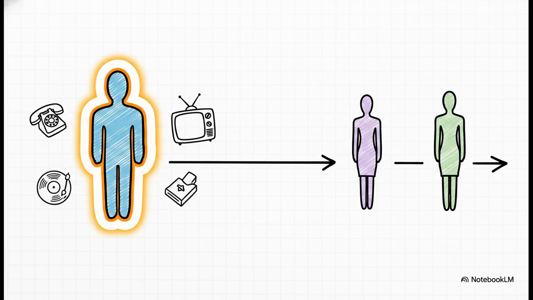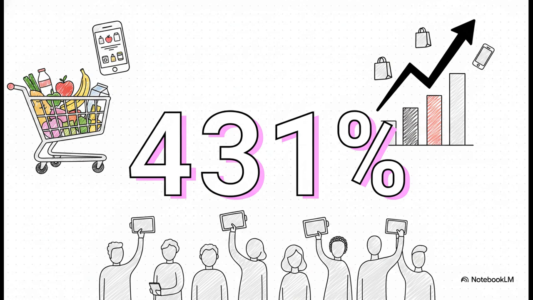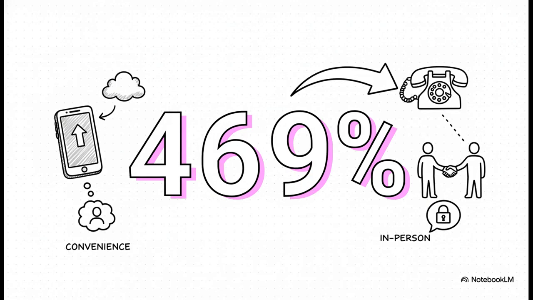So let's start with the baby boomers, who've actually shown a pretty remarkable ability to adapt. I mean, get this. A 431% jump in baby boomers using grocery delivery and pickup apps in just 1 year. That's not just adapting. That is a massive behavioral shift. It proves this generation will absolutely embrace new tools when they need to. And it's the exact same story with telehealth. We're talking a nearly 470% increase.